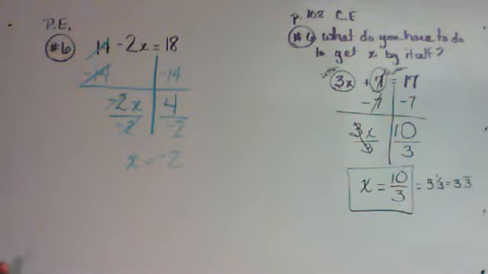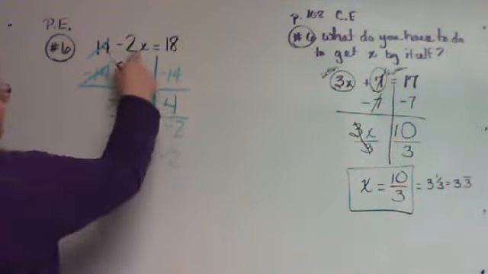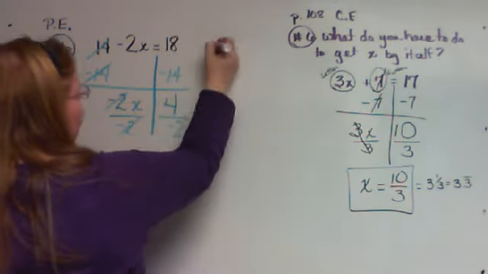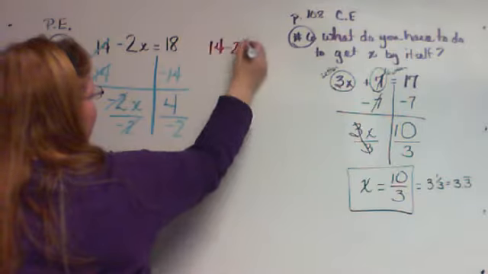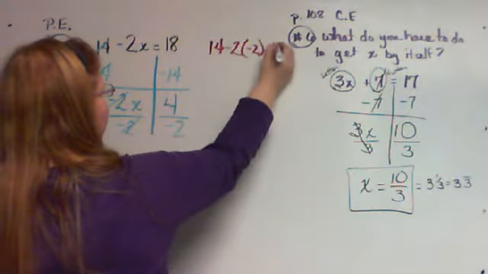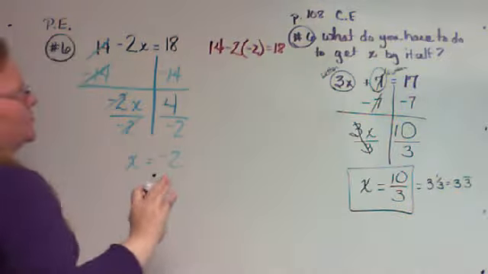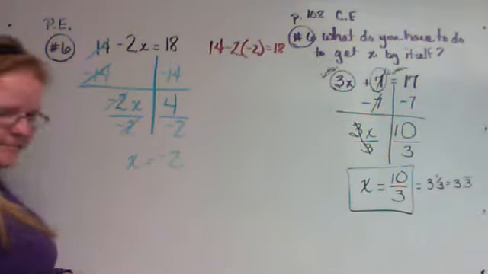Now, remember I told you I'd show you how to check? So if this were a test or a quiz and you needed to check this, then you plug this number back into the original problem. 14 minus 2 times, we've got negative 2, is equal to 18. And the question is, do those sides really equal? If they really do equal, then that means that this is correct.